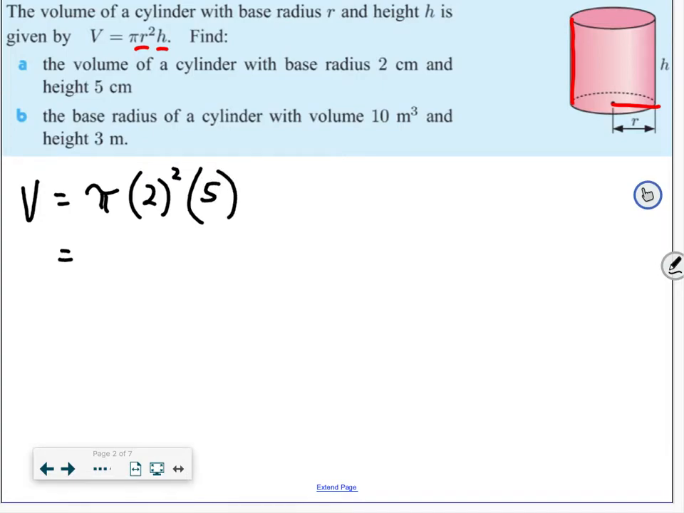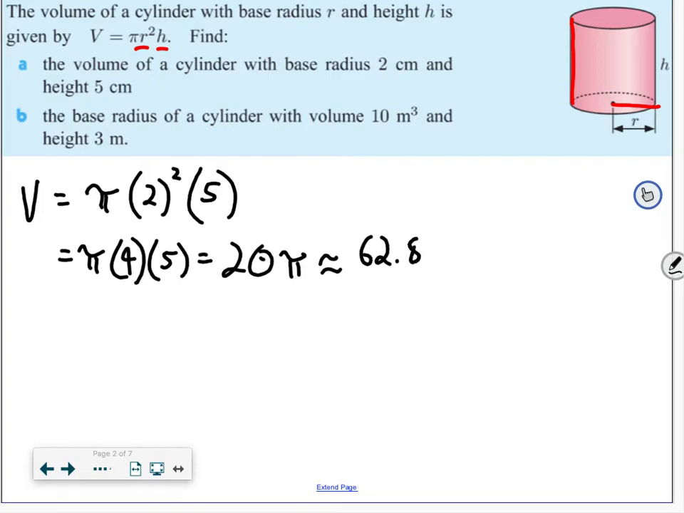I'm going to simplify before I put it in my calculator. I'm going to have pi, 2 squared is 4, then times 5. So this is going to be equal to 20 pi. And when I do 20 pi in my calculator, I'm going to get approximately, because I'm rounding, 62.8. And anytime I'm dealing with geometry or story problems, I should think about my units. We are thinking about volume, and we're dealing with centimeters, so we're centimeters cubed. Okay, that was A.